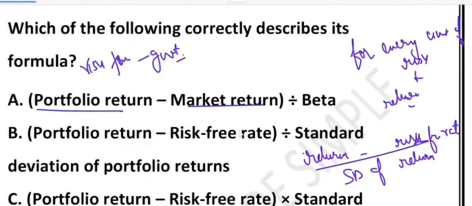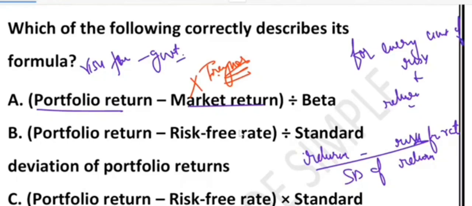First of all, let's look at option A. It says portfolio return minus market rate divided by beta. It is the wrong formula because this is actually for the Treynor ratio, not the Sharpe ratio. Treynor uses beta, which only considers market risk, but Sharpe uses total risk.